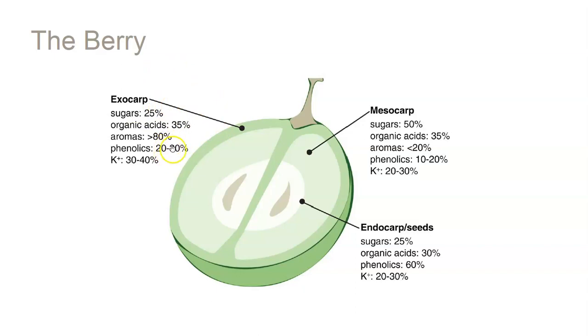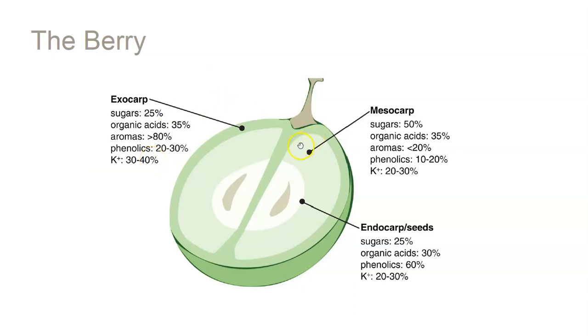Okay, there's a bit of phenolics in here. That's the kind of bitterness and astringency you get in red wines. And then also there's a lot of potassium in the skins. And that's why, when you ferment red wines on the skins, you see pHs go up through fermentation. You're releasing potassium over time.